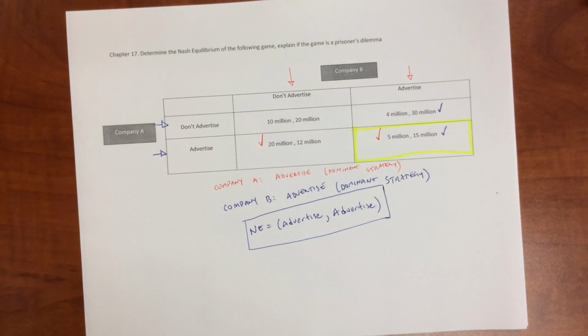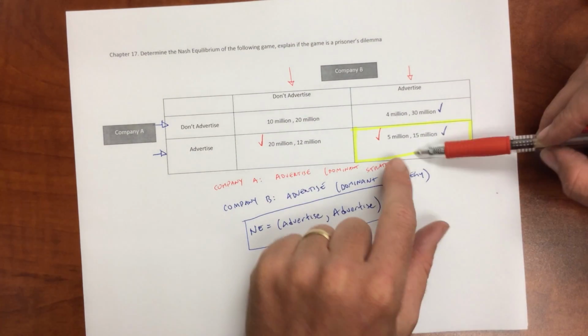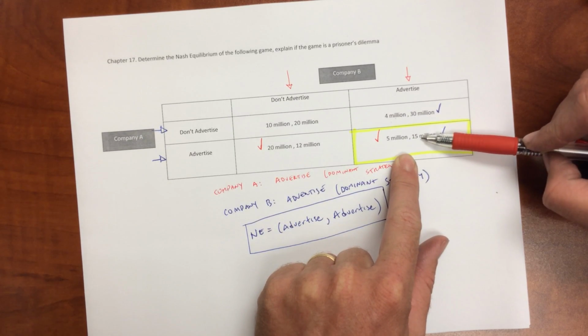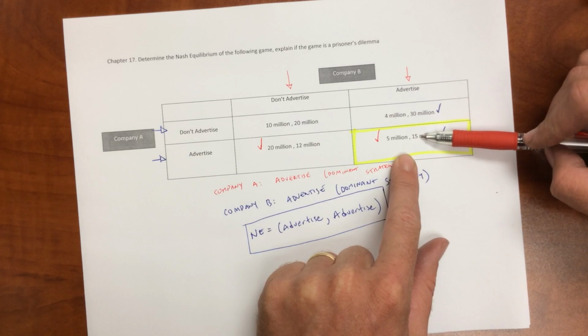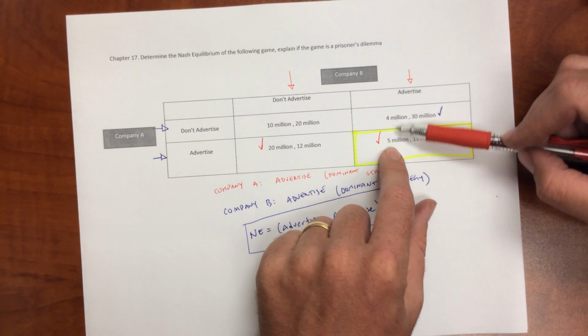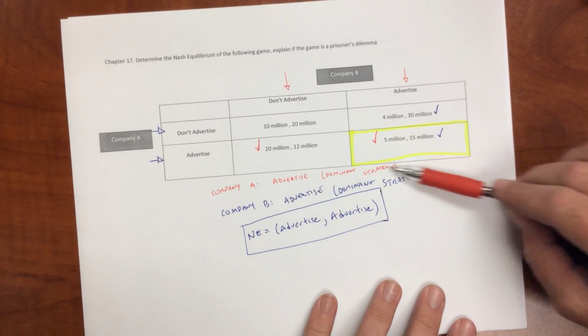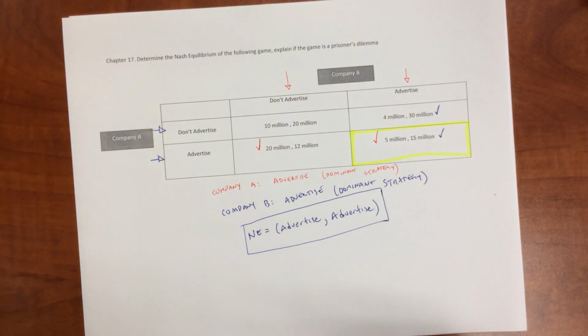Now let's just check that to make sure. So let's suppose they both decide to advertise. Company B says, well, actually, I'm not going to advertise. Well, they're going to go from $15 million to $12 million. So they don't have that incentive. Let's suppose that company A says, well, I don't want to advertise. They're going to go from $5 million down to $4 million. So they don't have an incentive. So there is our Nash equilibrium. And if we solve it using the check marks, that's how we find the Nash equilibrium.